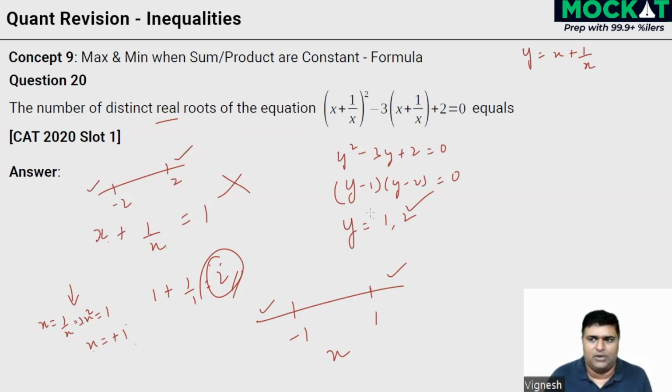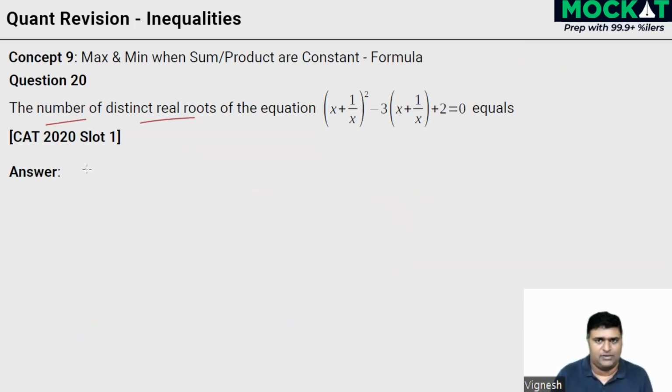y cannot be 1 over here. x plus 1 by x cannot be 1. So 1 is rejected, 2 is accepted. Therefore, the number of distinct real roots is exactly 1, right? Only 1, and that is when x is 1.